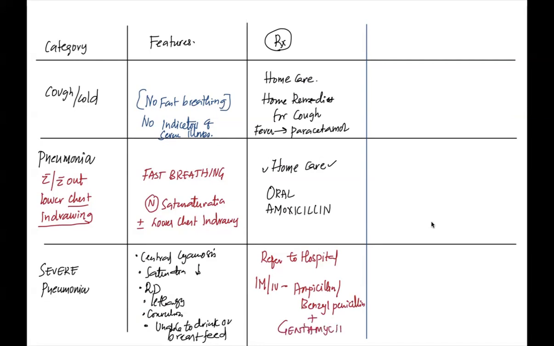So what are we trying to do here? We are classifying a patient based on the severity. If it is very severe, we are admitting the patient. So the place of treatment in both cough and cold and pneumonia with or without chest indrawing is home, whereas for severe pneumonia, we need to hospitalize the patient. We won't be following these criteria for a child less than 2 months old. In a child less than 2 months old, we'll only look at the severity features, not the rest. So this is all about the latest acute respiratory insufficiency protocol.